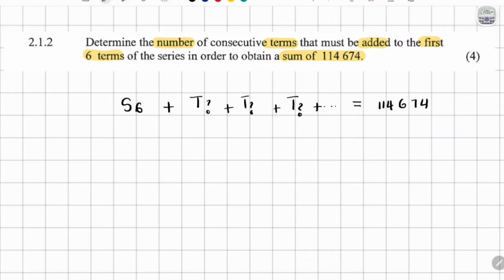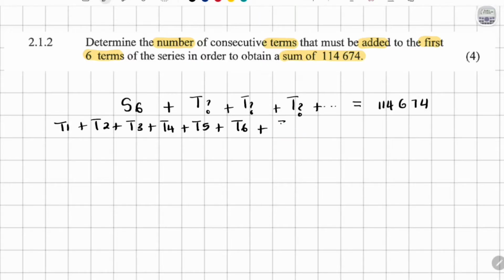Okay, so let's see how we can break this down. First of all, since we know that we have the sum of the first 6 terms, remember the sum of the first 6 terms is made up of term 1 plus term 2 plus term 3, of course, all the way to term 6.